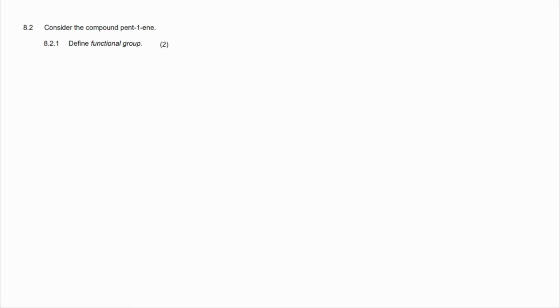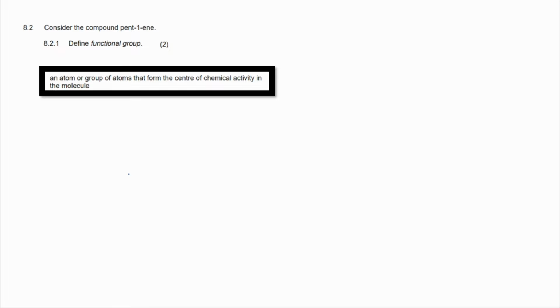We now need to define a functional group by looking at the compound pent-1-ene. So now we're looking at an alkene. A functional group is an atom or group of atoms that form the center of chemical activity in the molecule. For example, we have hydroxyl, carboxyl, the halogen group, and also alkyl groups.